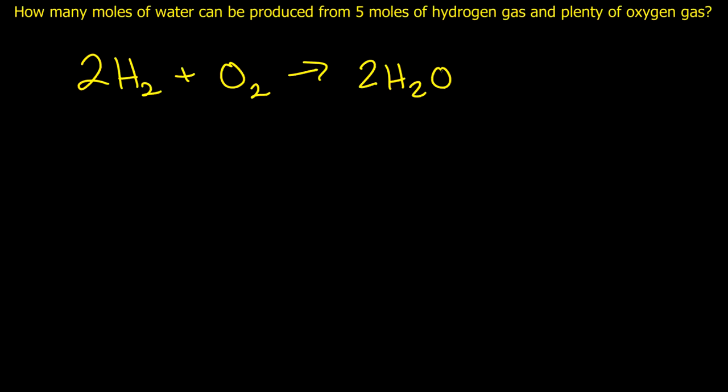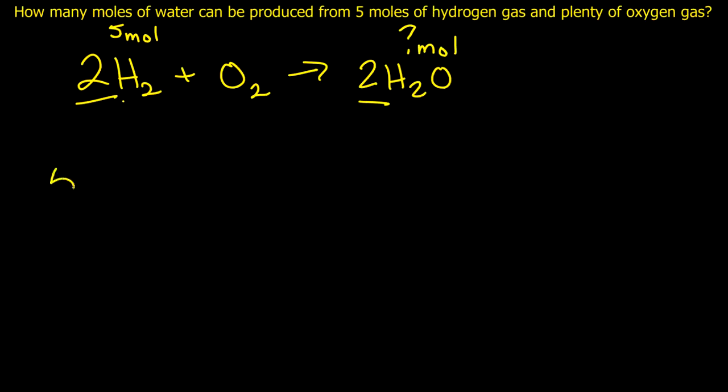All right, so let's see if we can figure this out now that we've got our balanced equation written. So how many moles of water can be produced? So we're looking for moles of water. We want to know how many moles of water will be produced from 5 moles of hydrogen gas. So H2 is hydrogen gas, and we've got 5 moles. We've got plenty of oxygen gas. That means it's in excess. We don't have to worry about oxygen gas. So we're going from hydrogen gas to water. So we need to set up our dimensional analysis.